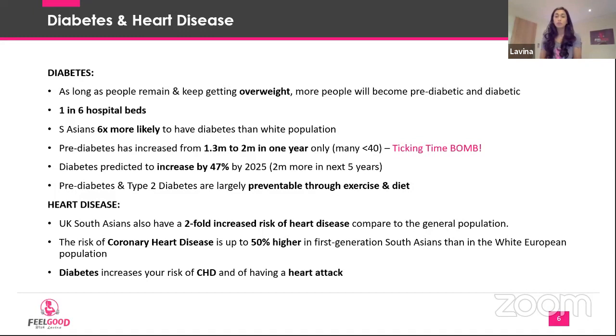I think that's huge. So, like I said, pre-diabetes and type 2 diabetes are largely preventable through exercising regularly and having a healthy, nutritious diet. Now, diabetes then leads on to things like heart disease, and UK South Asians are 2 times more likely to have heart disease compared to the general population. And we have a 50% higher risk of coronary heart disease than the white population.